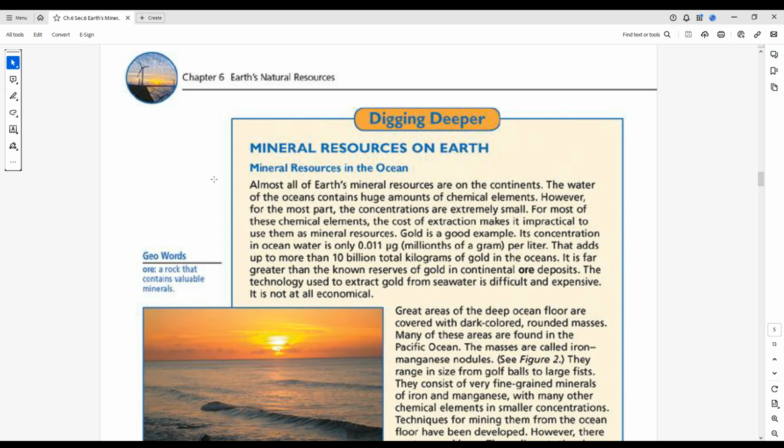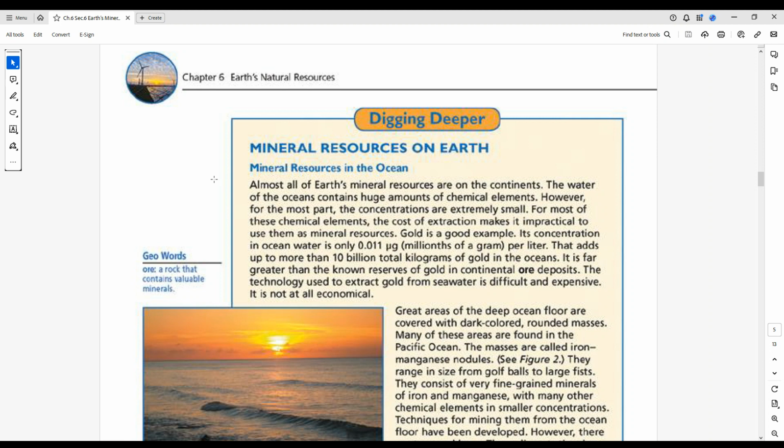Almost all of Earth's mineral resources are on the continents. The water of the oceans contains huge amounts of chemical elements. However, for the most part, the concentrations are extremely small. For most of these chemical elements, the cost of extraction makes it impractical to use them as mineral resources. Gold is a good example.